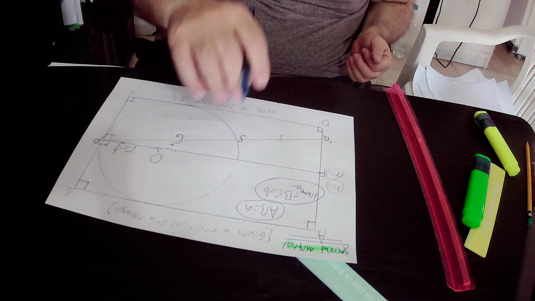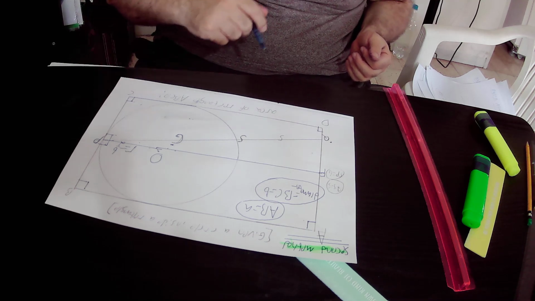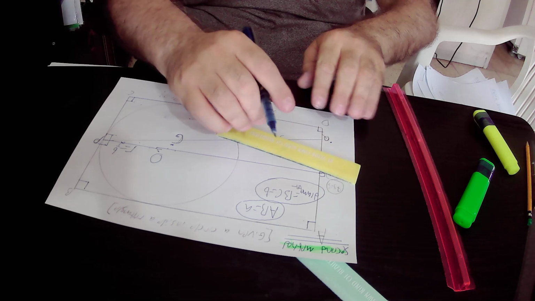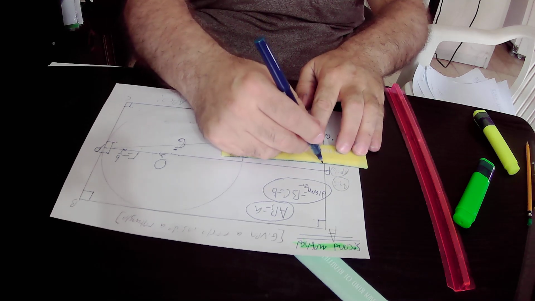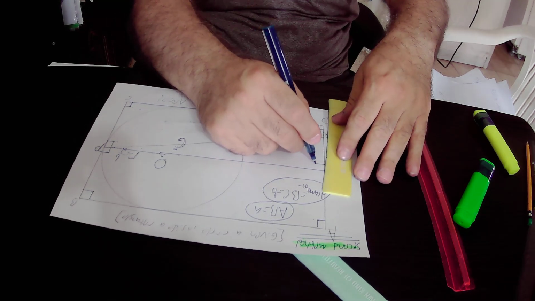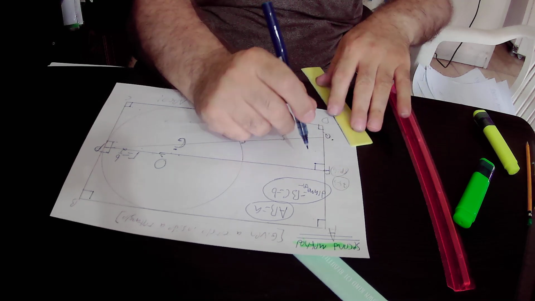Again, inside this quadrilateral FDCP we have 1, 2, 3 right angles. Therefore, the fourth angle must be also equal to 90 degrees in order to complete the sum of the angles inside quadrilateral FDCP to 360 degrees. This angle must be equal to 90 degrees.